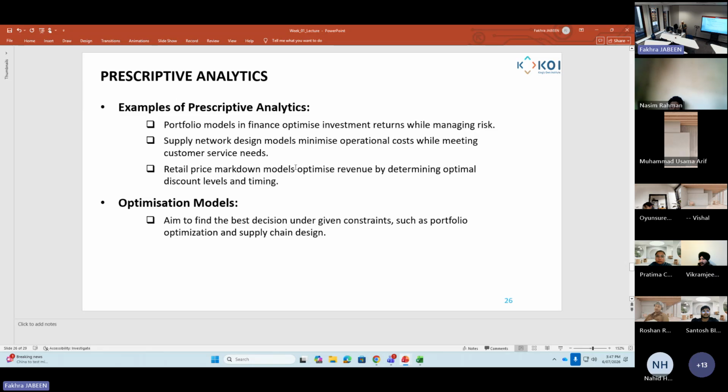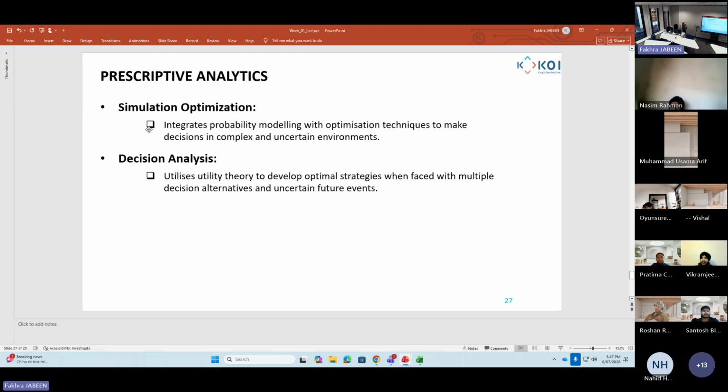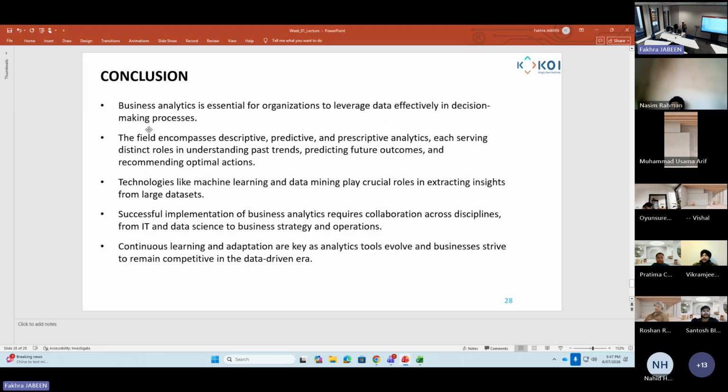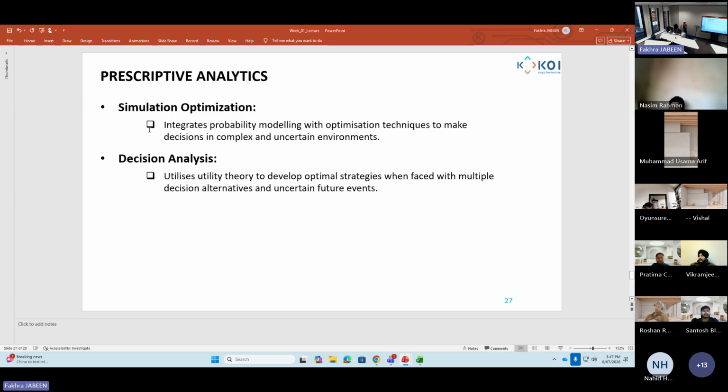Portfolio models in finance optimize investment returns while managing risk. Retail price markdown models optimize revenue by determining optimal discount levels and timings. So those optimization models could also be done as part of your assessment 3 and 4, the assessment where you are doing your presentation plus the report. Okay, but we will talk about that in terms of that particular tool. How are you going to use that?